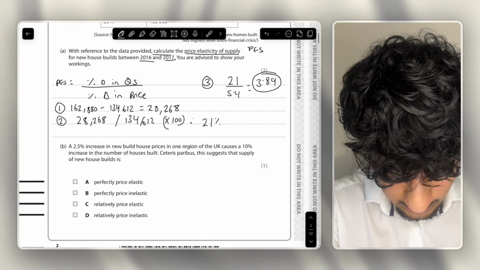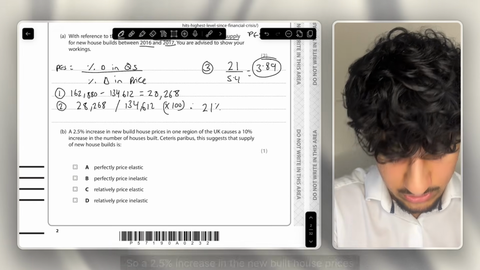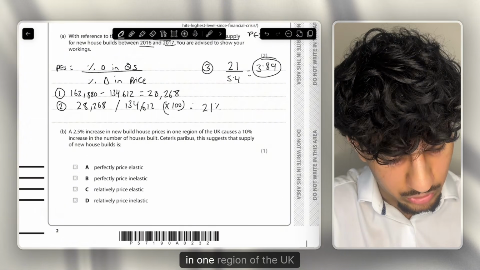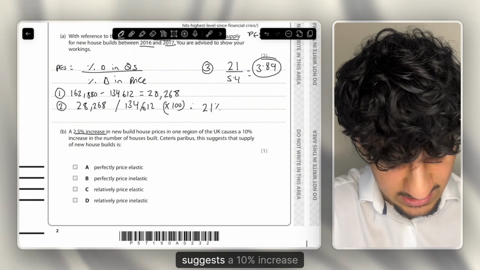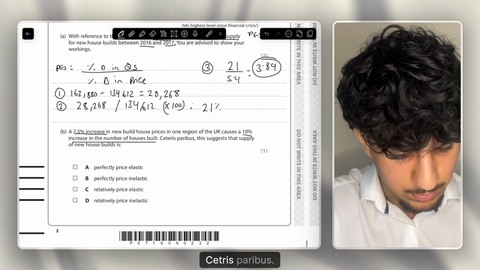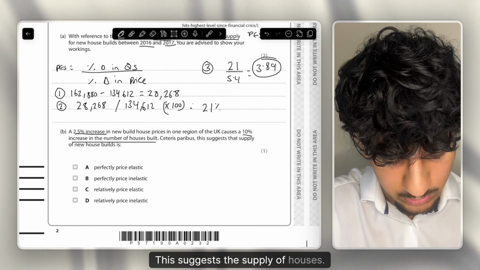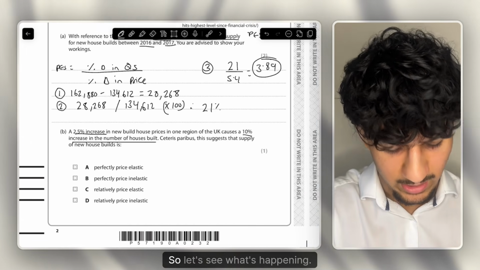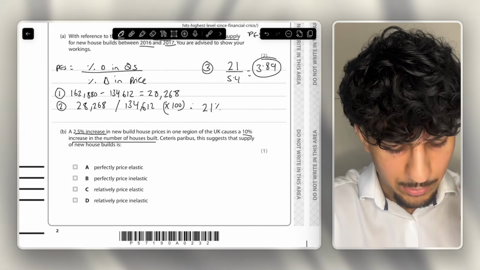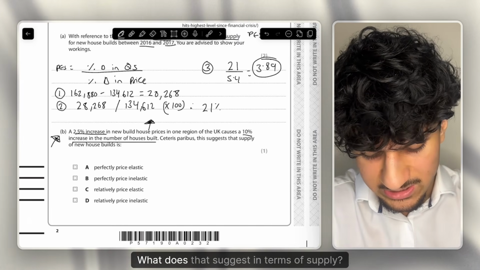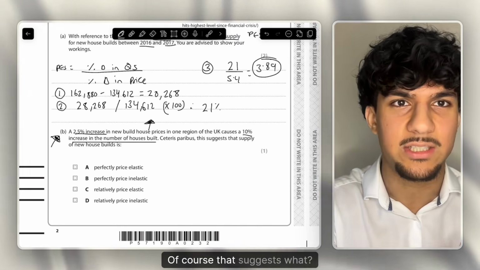So let's keep going, and it's a multiple choice question now. A 2.5% increase in the new build house prices in one region of the UK suggests a 10% increase in the number of houses built. Assuming ceteris paribus, this suggests the supply of houses is what? So let's see what's happening here. The prices of houses have increased, therefore the supply of houses have increased. What does that suggest in terms of supply?